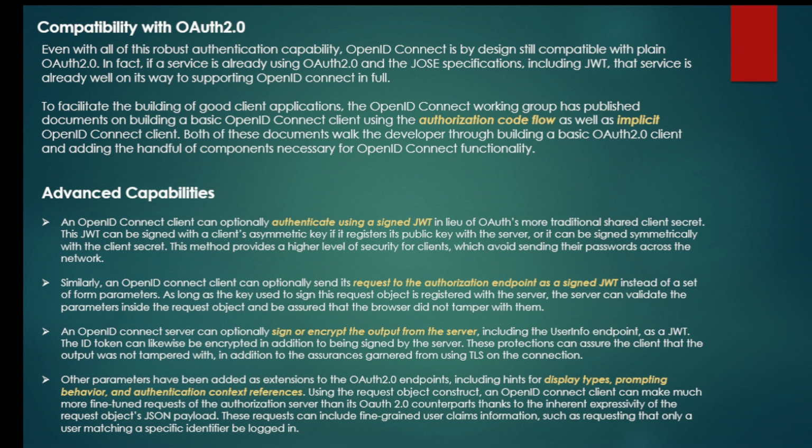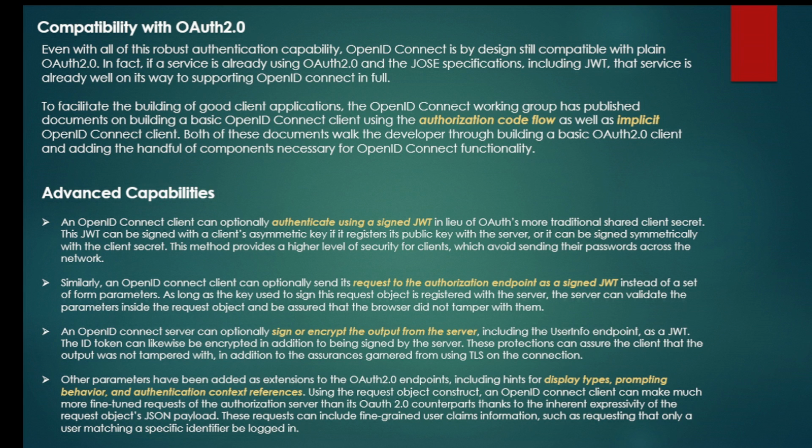Even with all of its robust authentication capability, OpenID Connect is by design still compatible with plain OAuth 2. In fact, if a service is already using OAuth 2.0 and the JOSE specifications, including JWT, that service is already well on its way to supporting OpenID Connect in full.